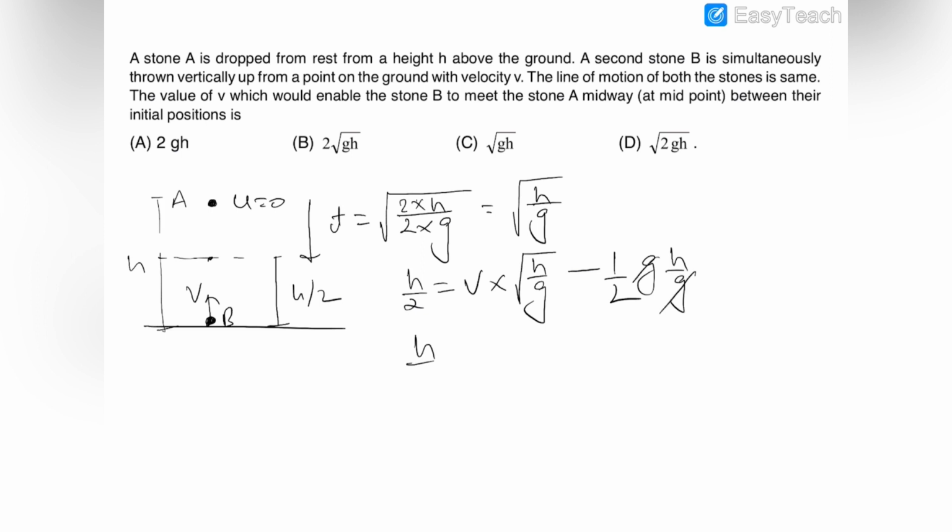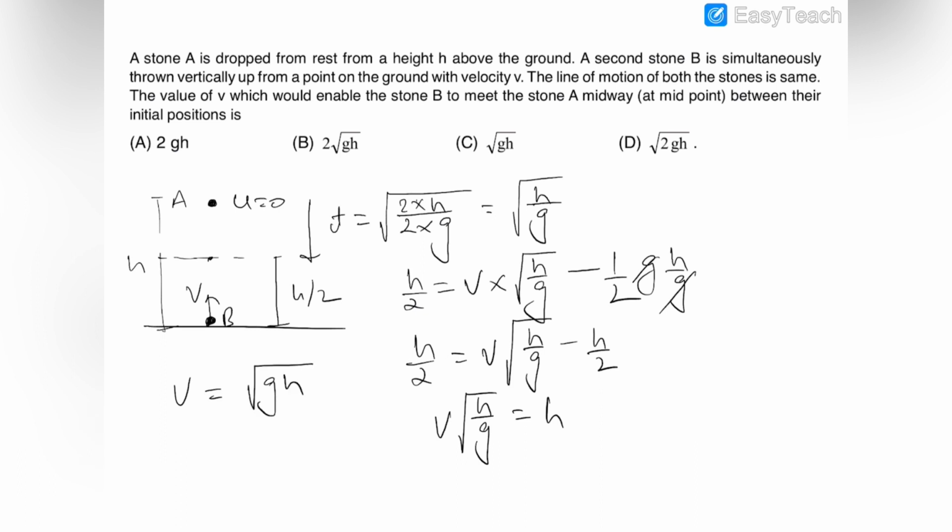So h by 2 will be equal to V under root h by g minus h by 2. So V under root h by g is equal to h, and V is equal to under root of gh. So the correct answer is option C.